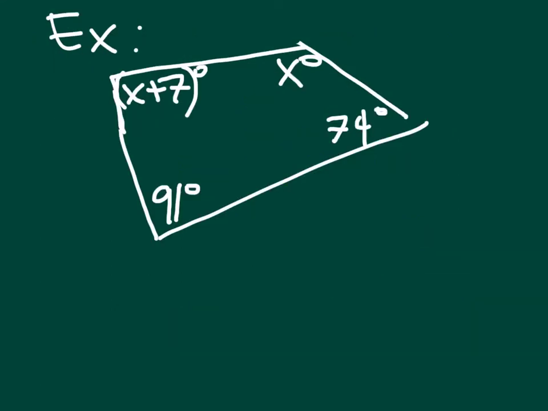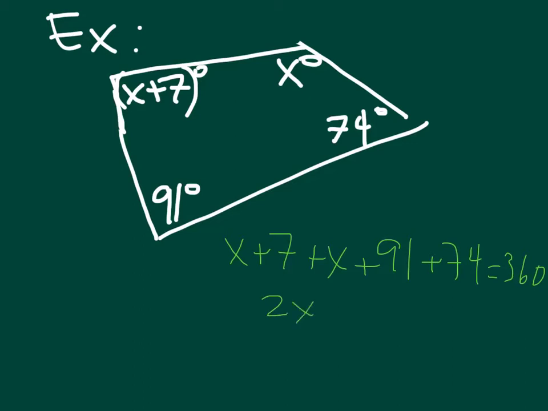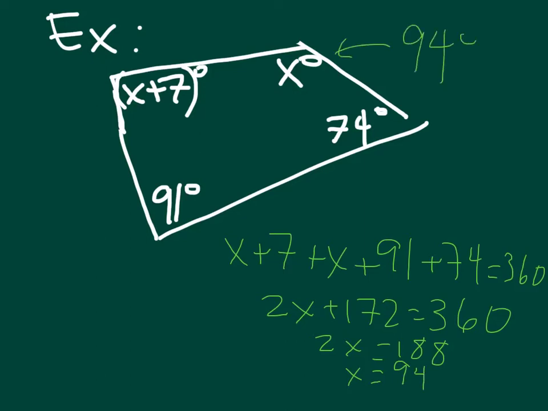If I have the four angles and I add them, x plus 7 plus x plus 91 plus 74, and I set that equal to 360, I can solve that equation. So I have 2x plus 172 equals 360. I subtract 172 on both sides, so 2x equals 188, divide by 2, and x equals 94, which means my two missing angles are 94 degrees, and this one would be 101 degrees.